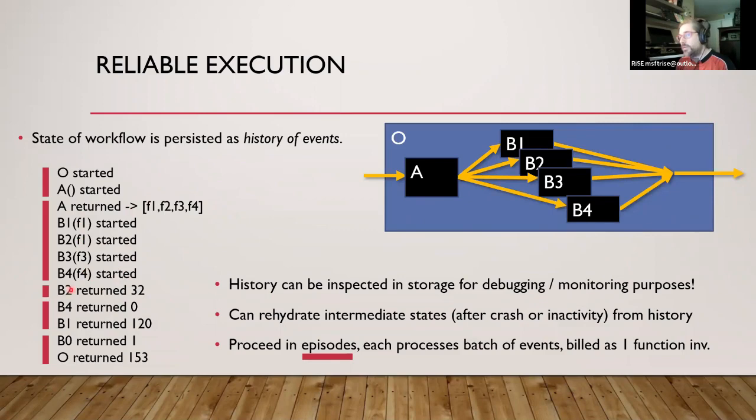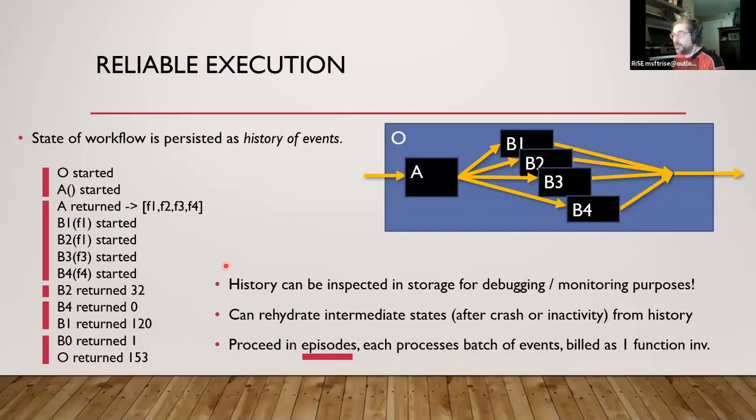At some point, these tasks complete. Of course, they don't complete in order because they may have different sizes and whatnot. So suppose B2 returns first, then B4, B1, finally B0. And because this was the last one, now the whole orchestration can complete with the final result, which is the sum of all of those numbers.